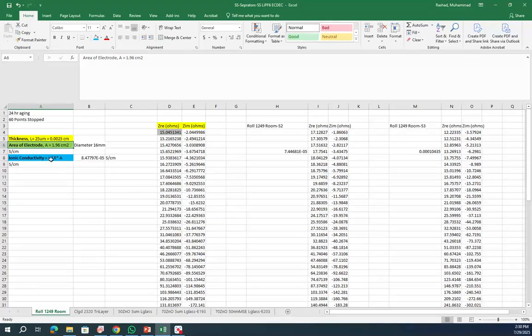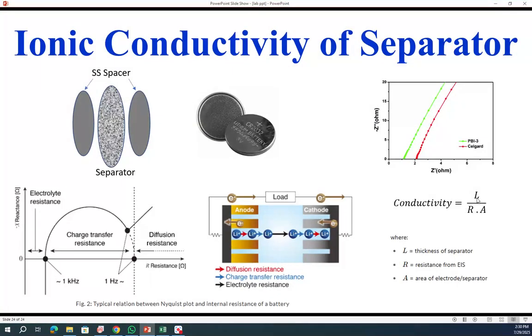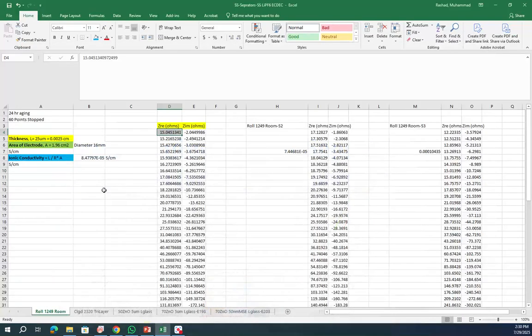So the resistance of the separator is R. As I told you, it's the starting point of the resistance, and we can use this value with the same formula, L over RA. If you insert the values, L is the thickness of the separator, divided by R, which is 15, and then the area of the electrode 1.96, and it gives us a value of 8.47 multiplied by 10 raised to the power minus 5 Siemens per centimeter.